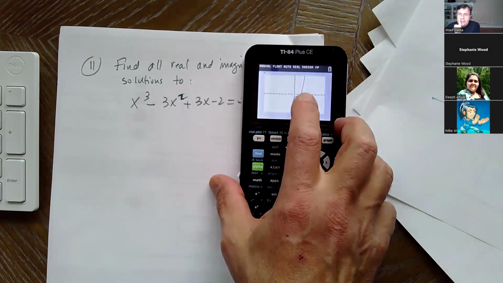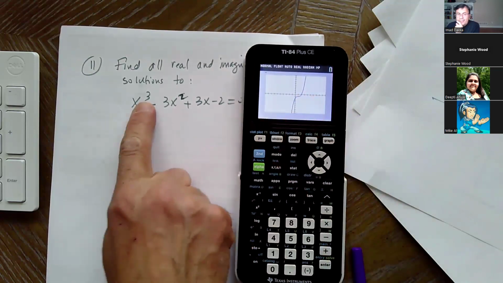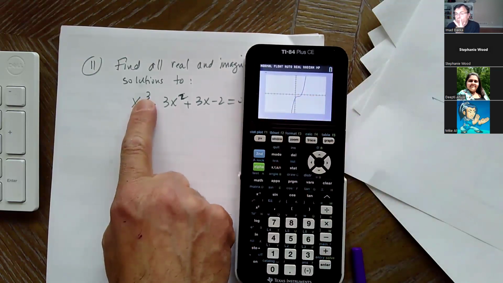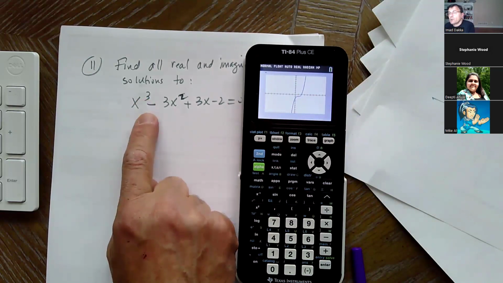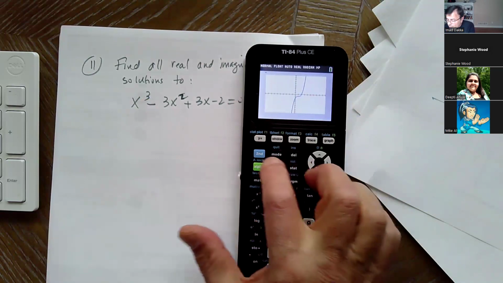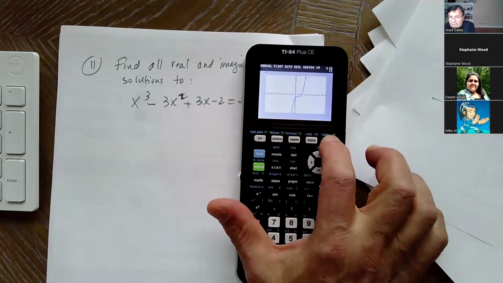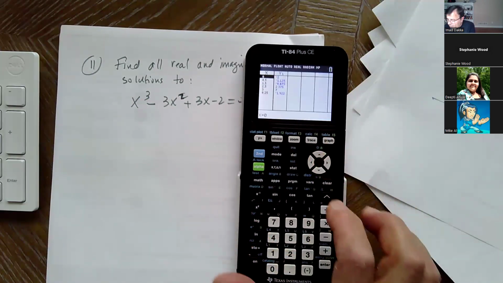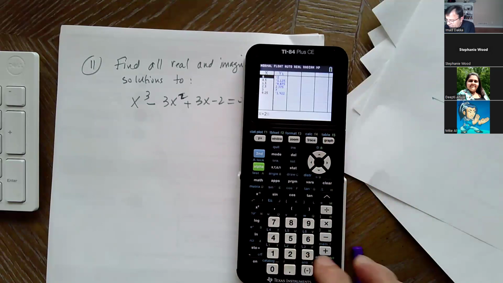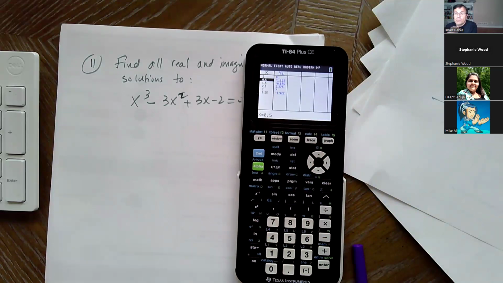If there's only one real zero and the degree is 3, there should be 3 zeros. So the other 2 must be imaginary. That's what this tells me. But let me double check to make sure that 2 is actually a 0. So I would go to table, second graph to go to table, and I would type 2 for x. Does it give me a y value of 0? It does. So I know that (2, 0) is a point on the graph. So it does actually cross the x-axis at 2. So I know that 2 is a 0.